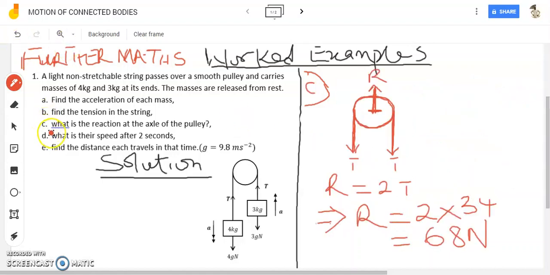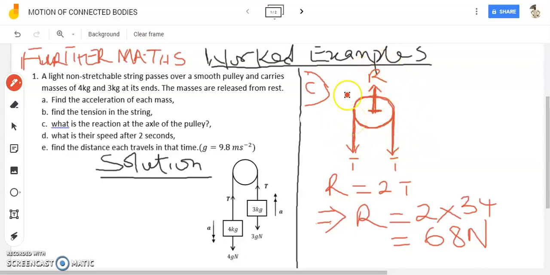Now to question C, which is: what is the reaction at the axle of the pulley? Now, the diagram for the solution is presented here. Our masses are not parts of this pulley, so since we are asked to find the reaction at the axle of the pulley, we only consider this pulley, including the string suspending the two masses.